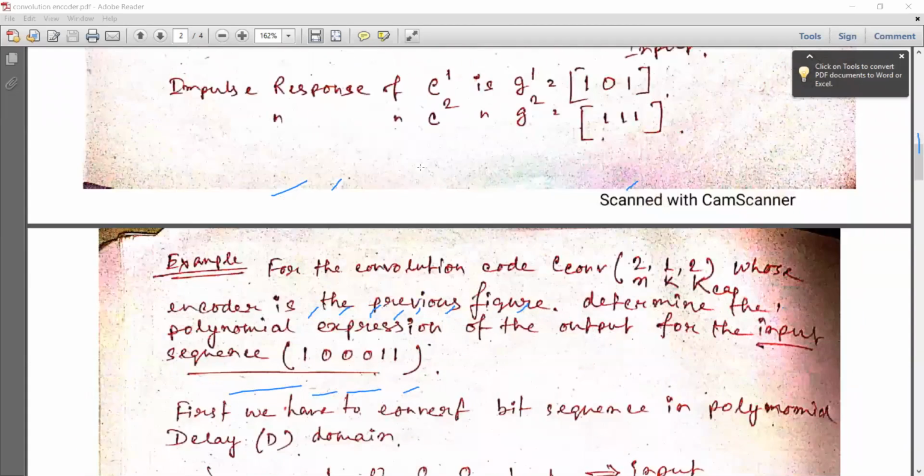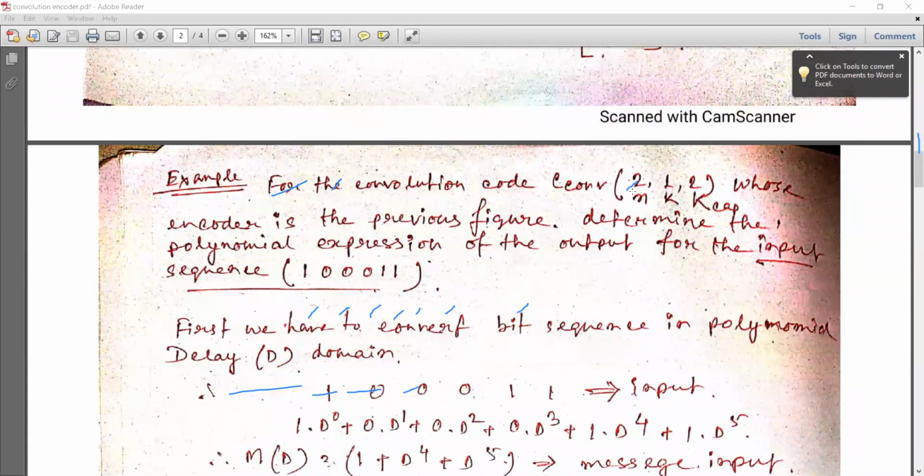So here you can see from the question that it is written in this form, that means cconv equals 212. You have to remember that there is one message input and two outputs, and two delays are being used. K capital is basically defining the number of delays we are using. So two delays are used, and that is represented by D, that means the delay domain.